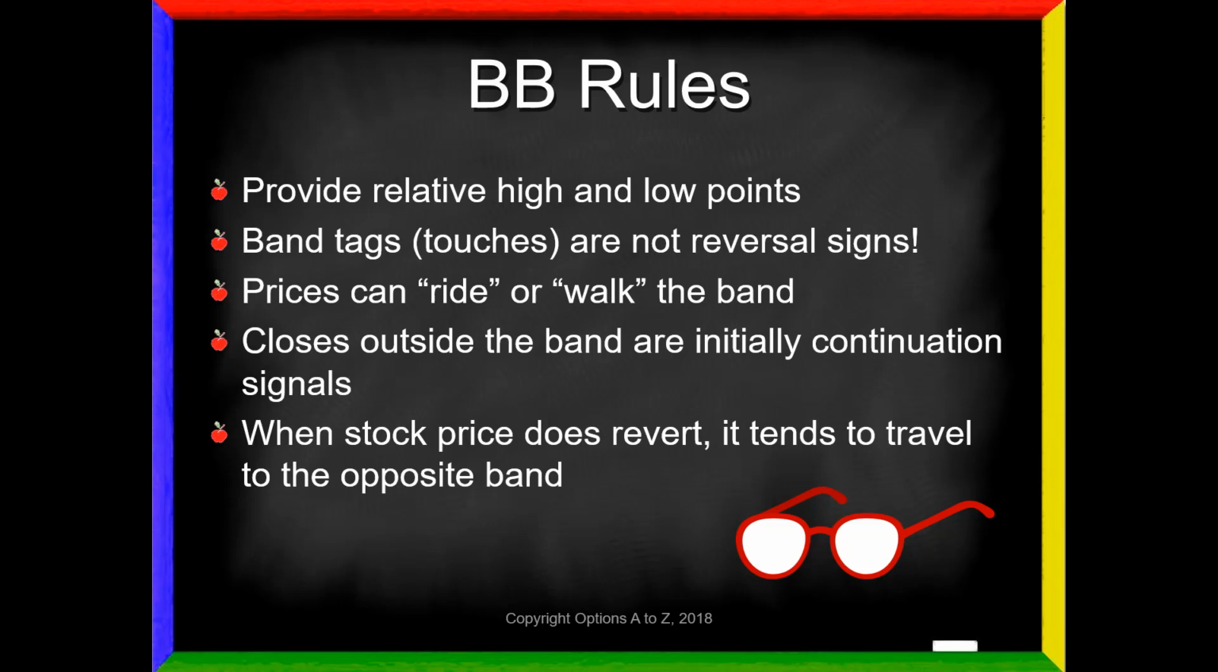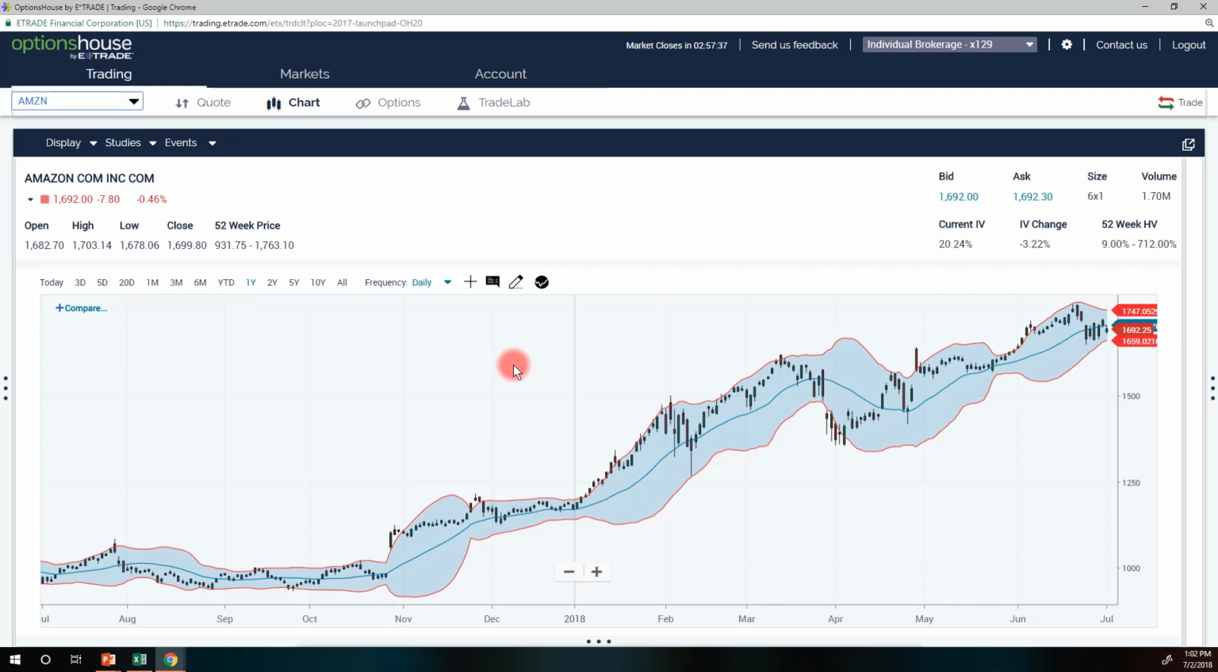However, when a stock price does revert, it tends to travel all the way to the opposite band. All right, so here we are back on Amazon, and now you can see here's a very good example of prices riding or walking the band. So just because this candle happened to poke its head up above that upper band doesn't mean it's necessarily going to revert. Again, that's a big mistake that a lot of new traders make.